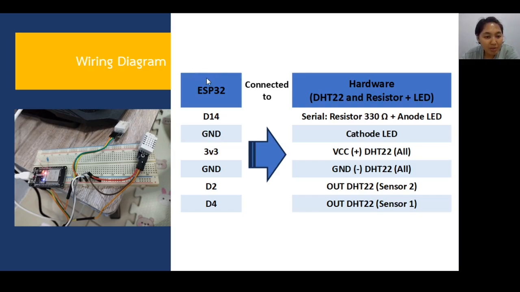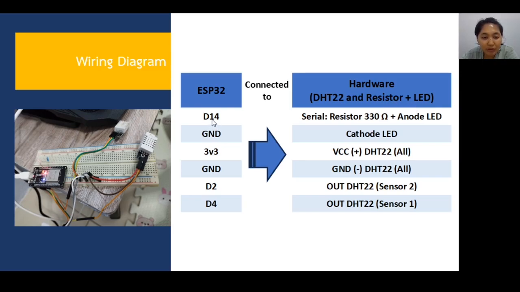In the ESP32, I use pin D14, pin ground, pin 3.3V, and another pin ground, and then pin D2 and pin D4. And the ESP32 is connected to the hardware. The hardware is the DHT22 sensor and a circuit of resistor plus LED.